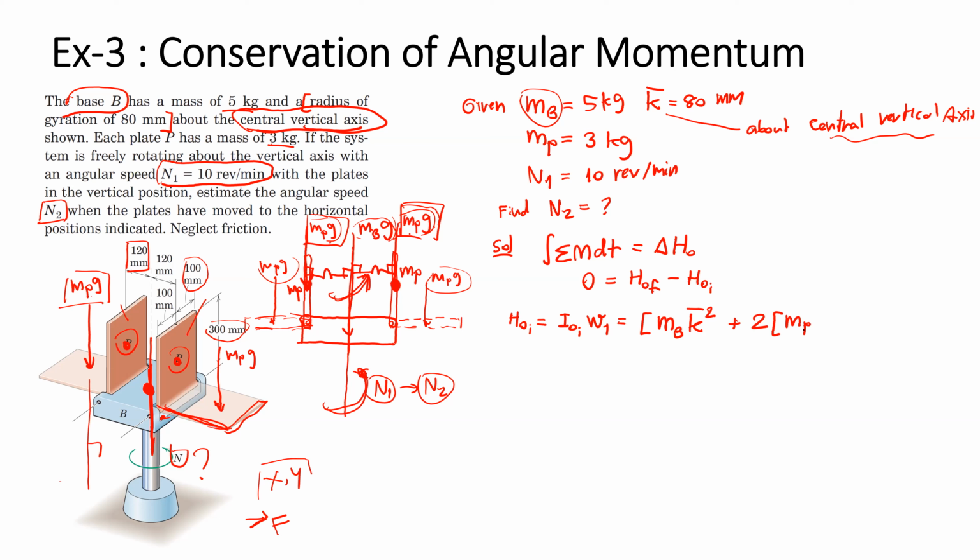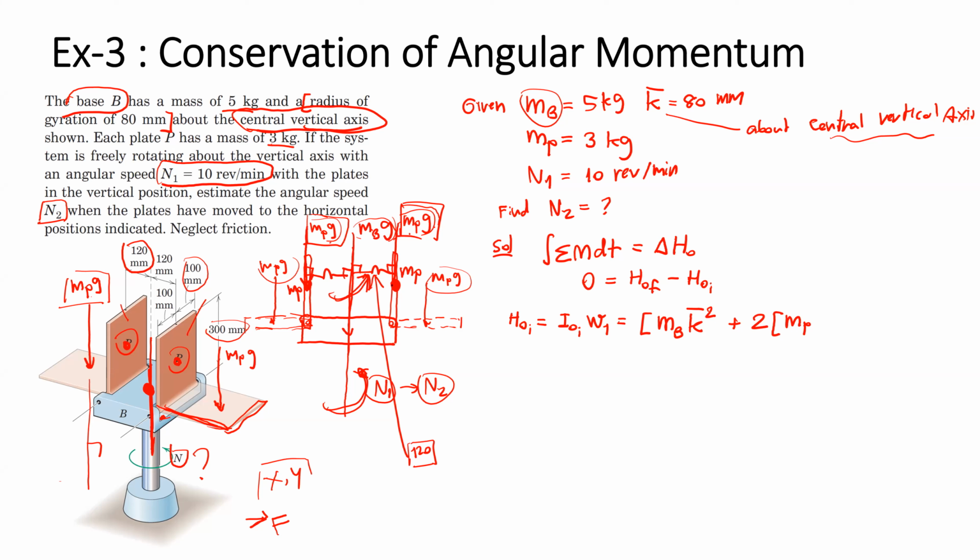And in the original posture, the radius that the plate is far away from the center of rotation, this distance, is 120 millimeter.